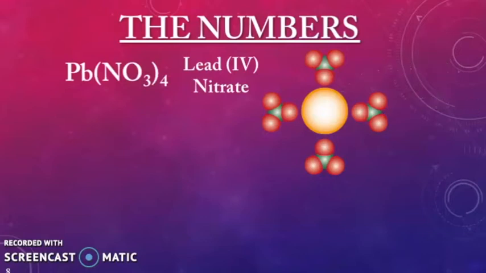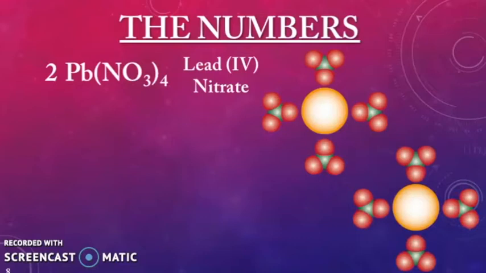Now, let's put a coefficient in. Let's say that I have 2 of them. So there's 2 of our lead(IV) nitrates. And we need to figure out how many of each of these things we have. So let's look at the lead first.